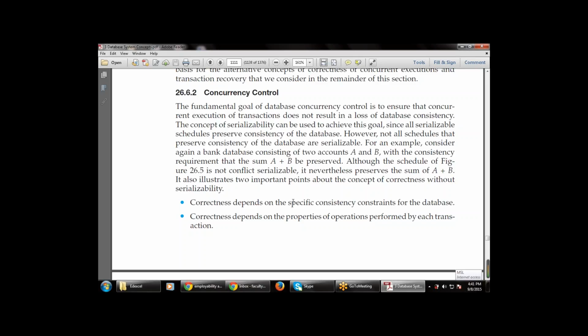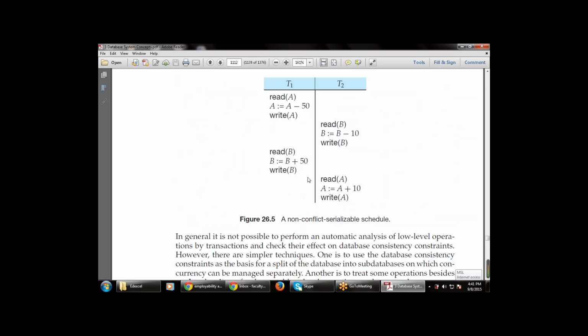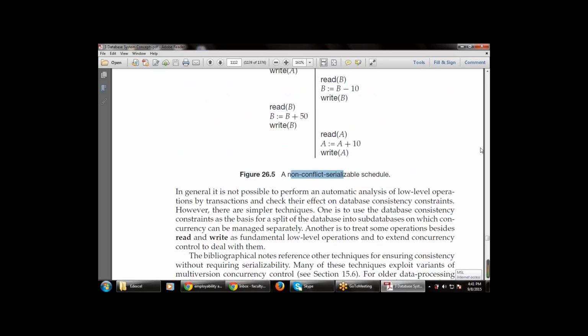So whenever there is a transaction, the operation performed by the transaction is specific to the consistency constraint for the database. This is an example of non-conflict serializability control that is used for the database consistency or concurrency problem.